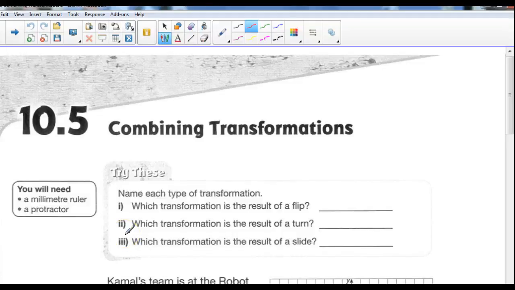Okay, this is 10.5. This is the very last part we're going to do in this book, in this whole course. Combining transformations. You're going to need a protractor, maybe a ruler. So, name each type of transformation.